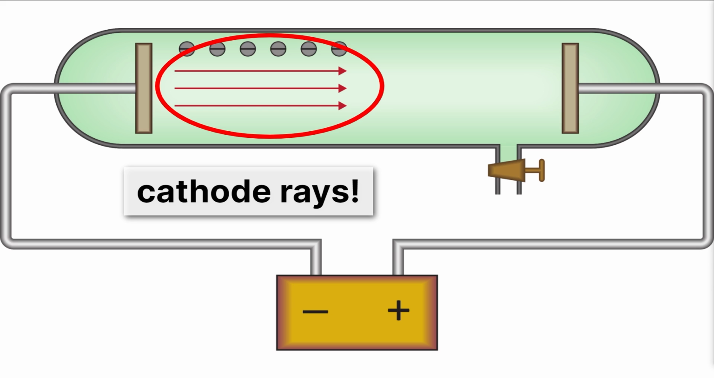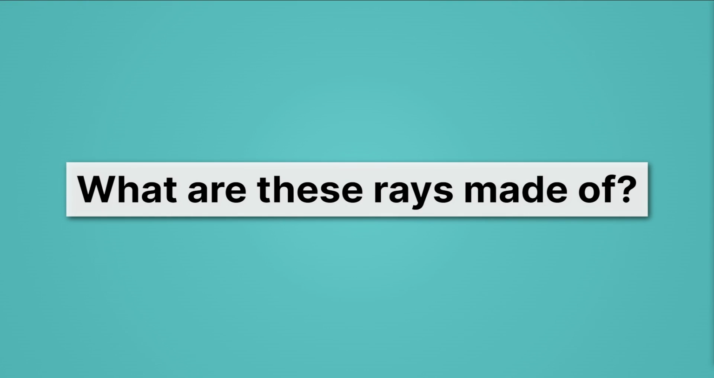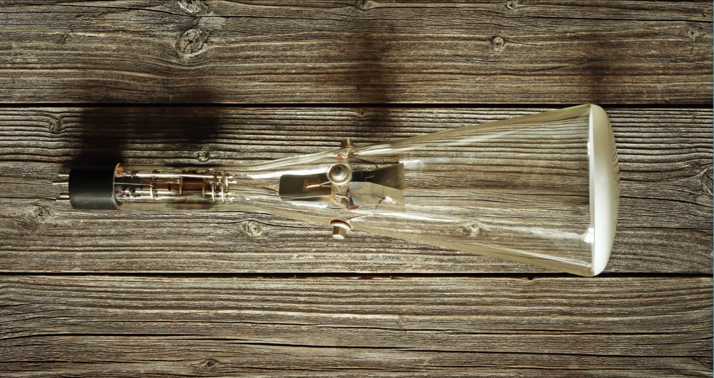All right, all very well and good. What in the world does this have to do with our atom? Great question. Well, at the time, scientists wondered, what are these rays made of? Are they made of some element? What's going on here? Well, J.J. Thomson had a special cathode ray tube with some attachments on it that helped him test out what these were made of.